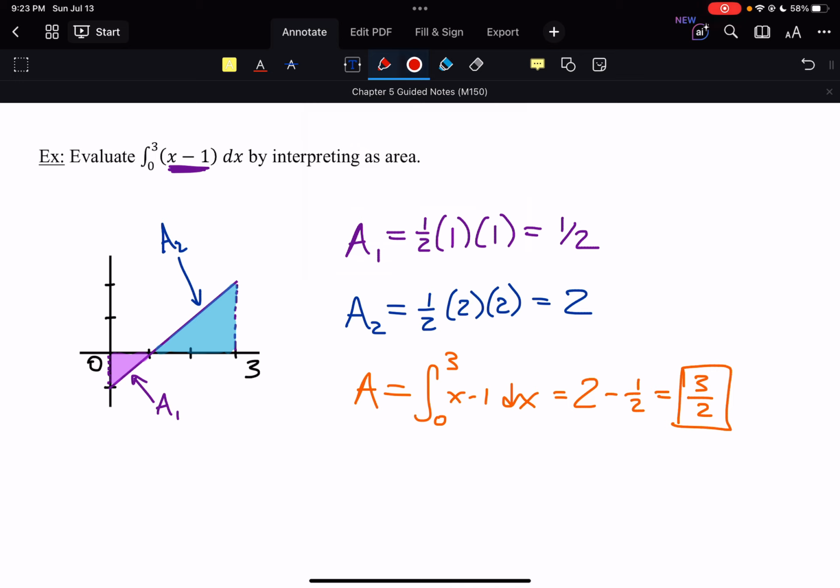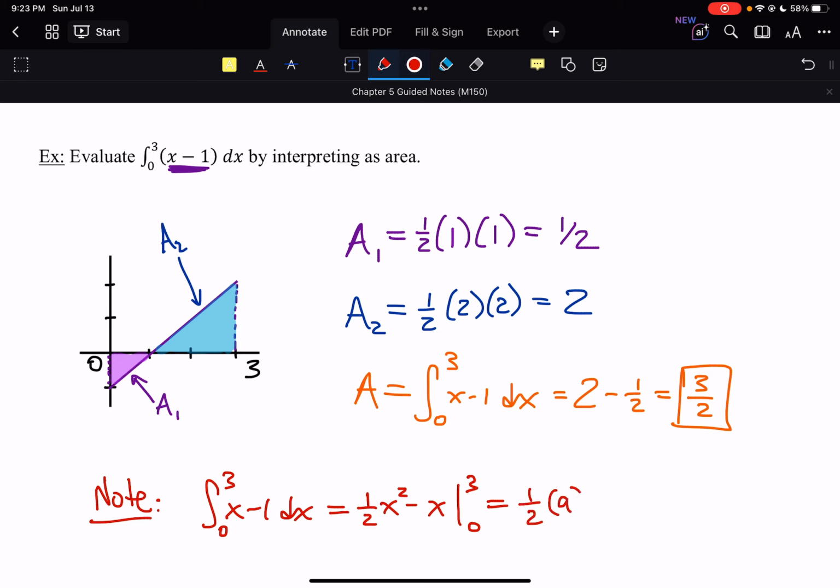And if we wanted to do this on our own, just as a side note, we could absolutely evaluate the integral here. So that's 1/2 x squared minus x from 0 to 3. That's 1/2 times 9 minus 3, and then minus a bunch of zeros. So 9/2 minus 3 is 9/2 minus 6/2, which is 3/2 also.